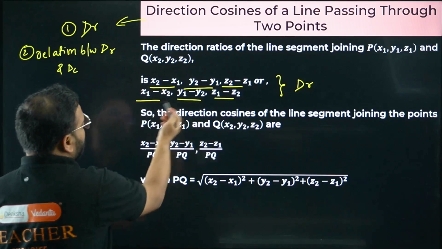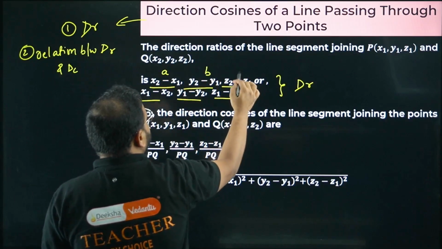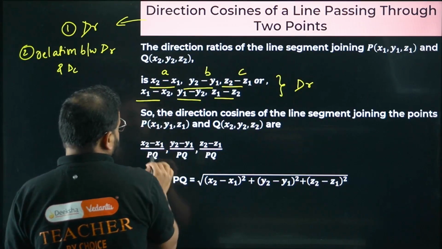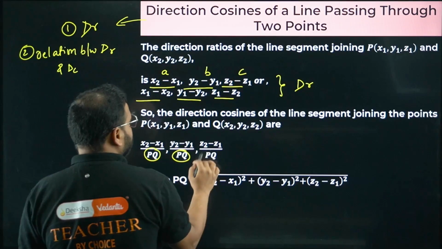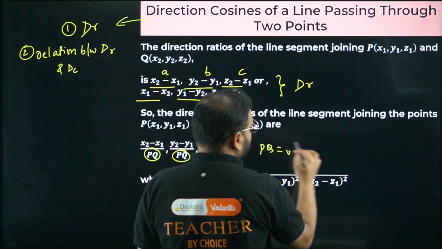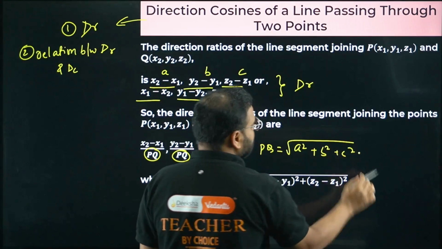Let's call this value to be a, b, c. Okay. What do you do next? Now you divide this by pq. What is pq, sir? Simply square root of a square plus b square plus c square. Please check a, b, and c sum.